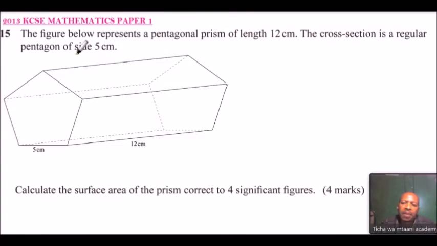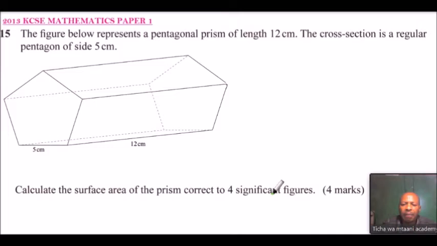Question number 15. The figure below represents a pentagonal prism of length 12 centimeters. The cross section is a regular pentagon of side 5 centimeters. So we have our diagram here. Calculate the surface area of the prism, correct to 4 significant figures.